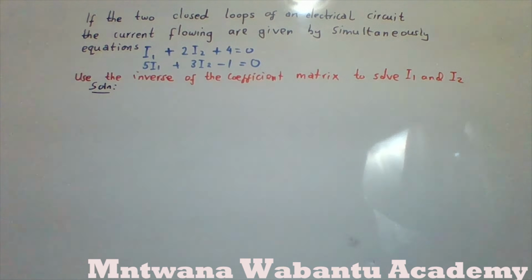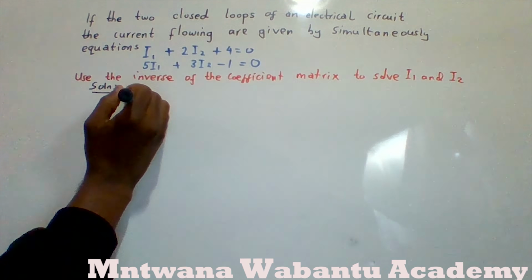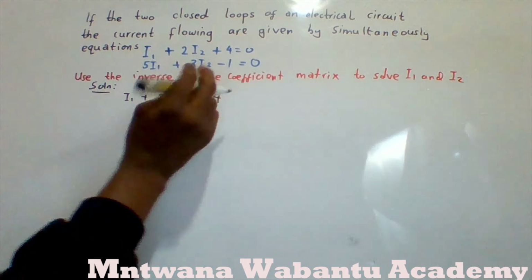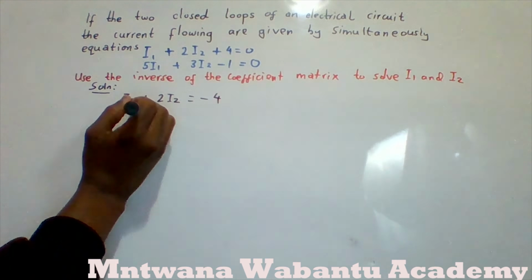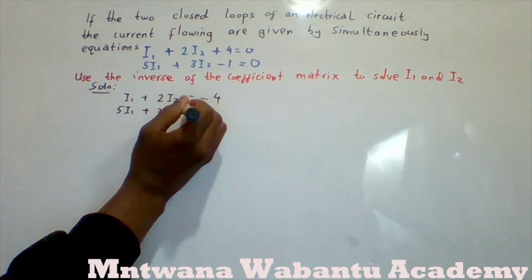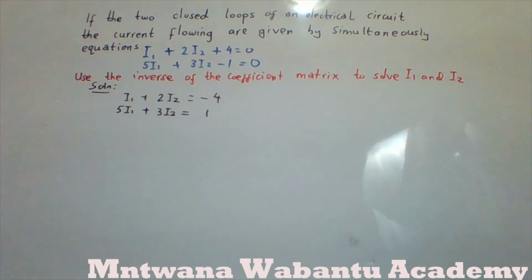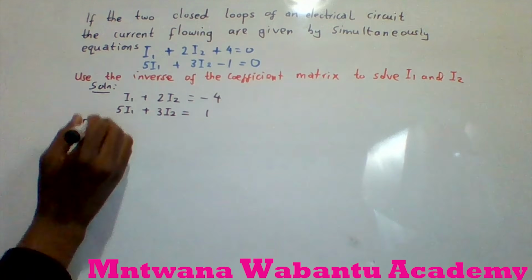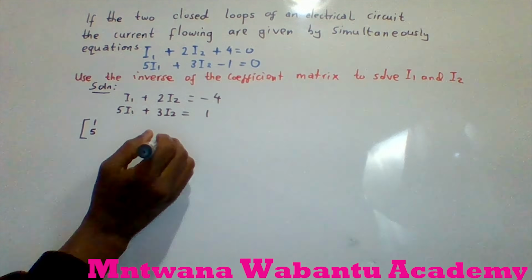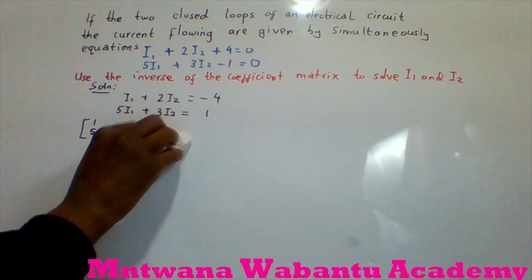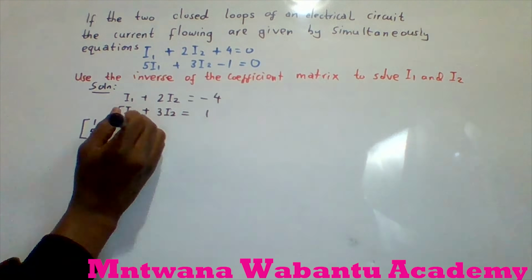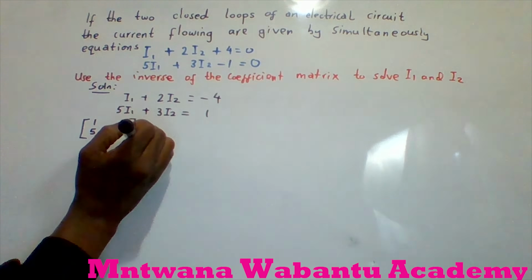So we're going to have to rewrite our equation in matrix form. This is a 2 by 2 matrix. I'm going to say I1 plus 2 I2 equals negative 4, taking the 4 over, and 5 I1 plus 3 I2 equals 1, taking the 1 over. Let me write it as a matrix now. When there's no number, it means 1 times the variable. So the first row is going to be 1 and 2, and the second row is 5 and 3.